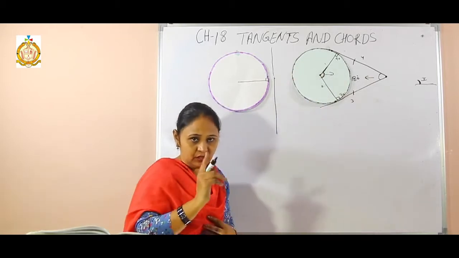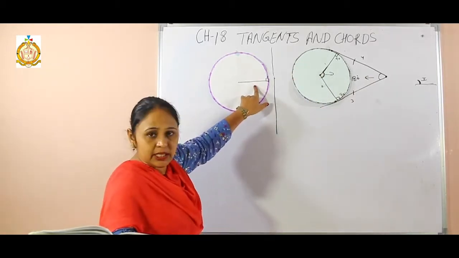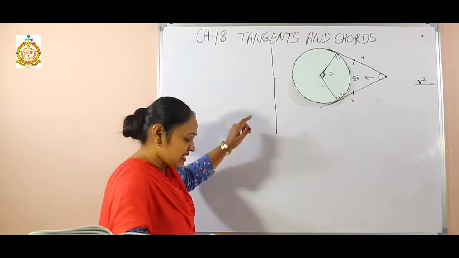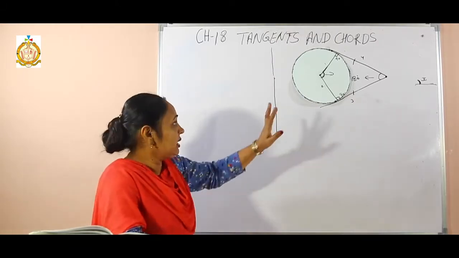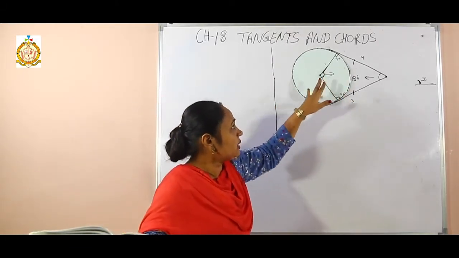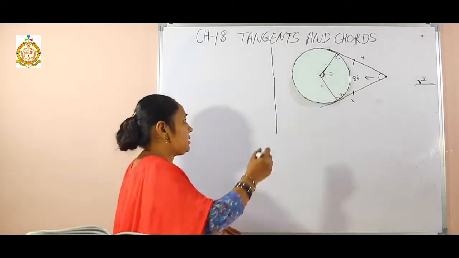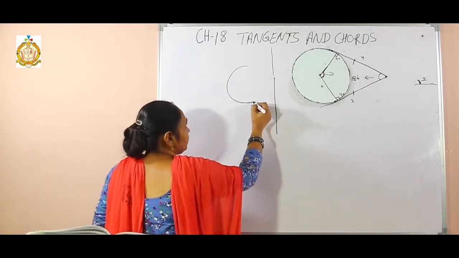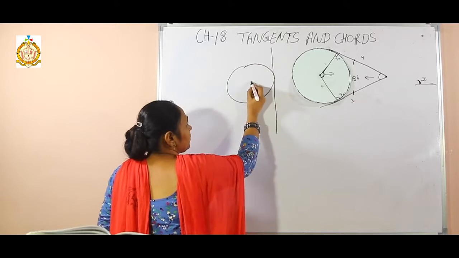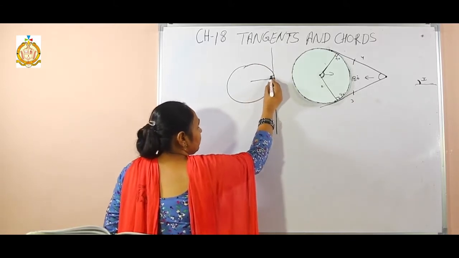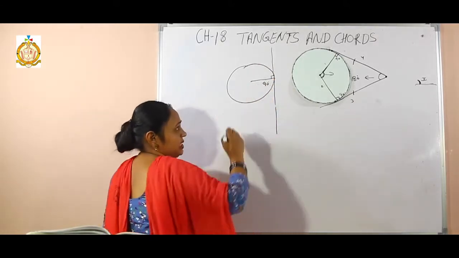Clear? Once again, the radius with the tangent makes an angle of 90 degrees. And if two are there, then there will be supplementary angles. Once again, I am just drawing here. If there is a circle and a radius, there will be an angle of 90 degrees.